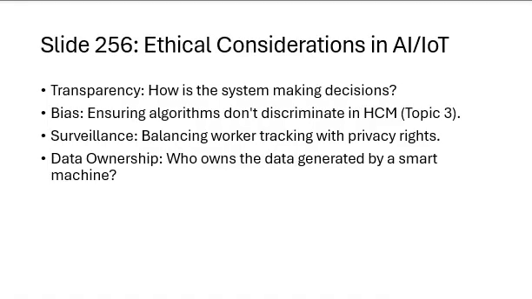Ethical consideration in AI and IoT. Okay, first of all, transparency. So we need to ensure clarity in system decision making, bias prevention to avoid discrimination in human capital management, and surveillance that balances and protects worker privacy rights, and data ownership that clarifies who controls machine generated data. Ethical practice builds the trust in digital technologies. The company must address fairness and accountability issues.